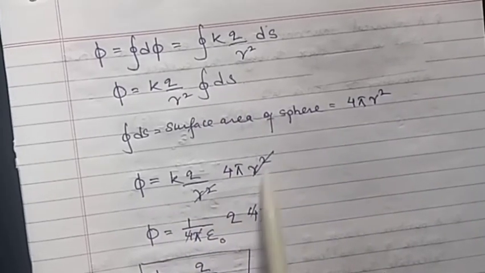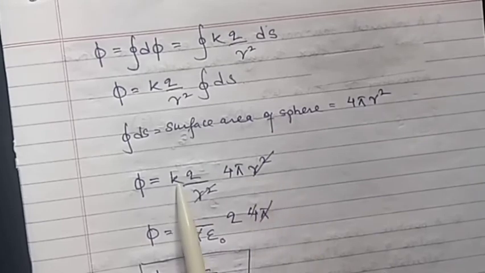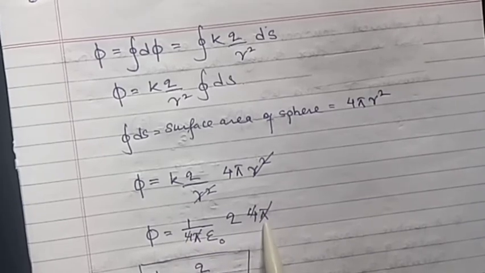Then r square can be cancelled out, and I'll put the value of k is 1 by 4 pi epsilon naught. So this 4 pi and this 4 pi will get cancelled, so you are left with phi is equal to q by epsilon naught. So this is Gauss law. So flux is equal to 1 by epsilon naught times the charge, and this expression is Gauss law. So we have derived the Gauss law.